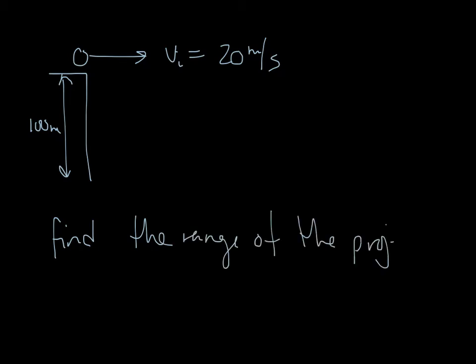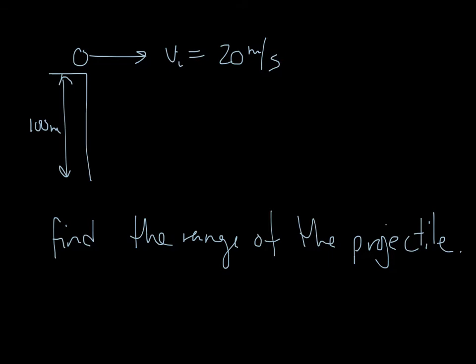What does range mean in physics? The x displacement. Very good. Please don't let that confuse you with range in math, because range in math is the y values that the function can take on. When it says find the range of the projectile, it means find out how far it traveled horizontally. So we're looking for x in this problem.